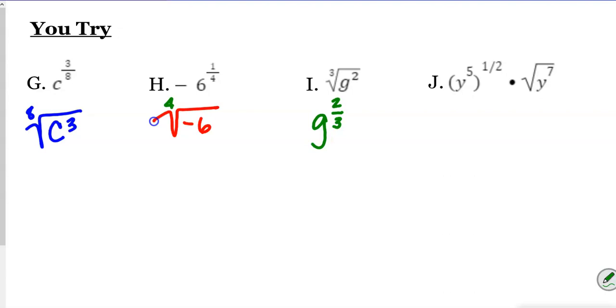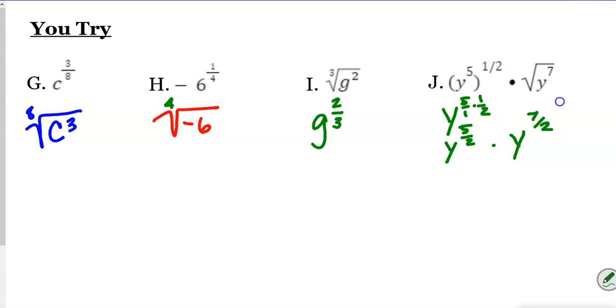Okay, now J, pause me here, go ahead and do J and come back to me when you're done. So on this one, we could write it as a radical, or we could write it as a fraction. So we're going to do both, okay? So here, I'm going to go ahead and do this first. This is going to be y to the 5 over 1 times 1/2. So that's going to be y to the 5 over 2, right? And that's times, we're going to go ahead and go y to the what? 7 over 2, right? So we want to do that first because we want to get them in the same form so that we can combine them, okay?